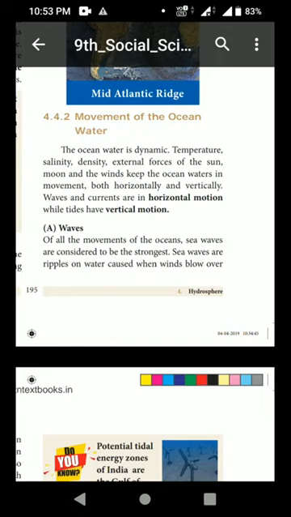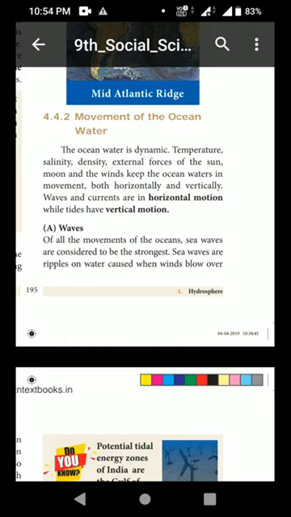Once again, why is this ocean water in movement, in dynamic? Dynamic means movement. Because of the temperature, salinity, density, external forces of the sun, moon and the wind keep the ocean water in movement. How will it move? Both horizontally and vertically. So waves and currents are in horizontal motion while tides move in vertical motion.